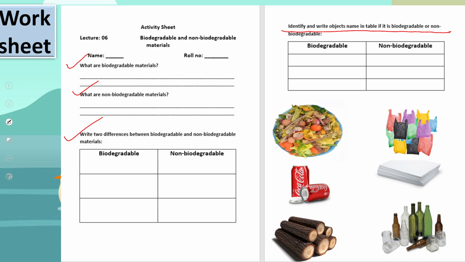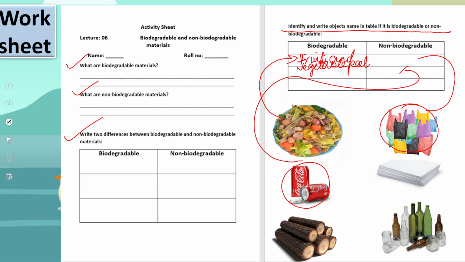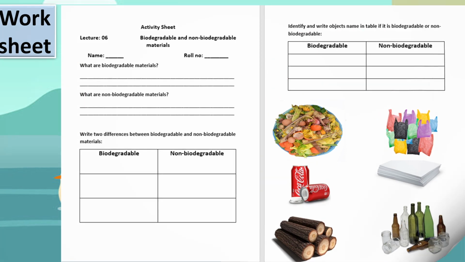So the things which are biodegradable, write down their name in biodegradable column. For example, fruit peels, fruit and vegetable peel. Okay, so this is how you will write down. This will come under plastic, well, non-biodegradable. Can is also non-biodegradable. Wood is biodegradable. Cloth is also biodegradable, or paper. Paper is biodegradable. Glass bottles are non-biodegradable. So this is how you will complete it.